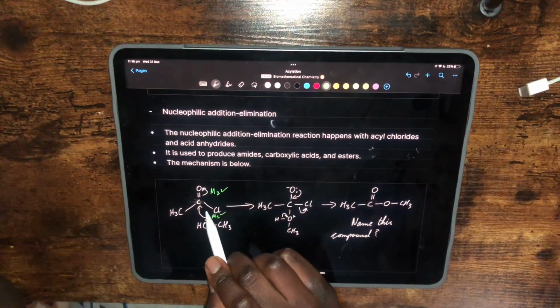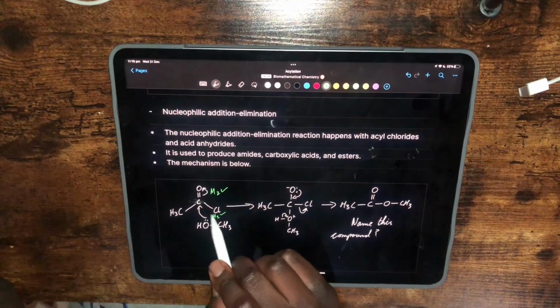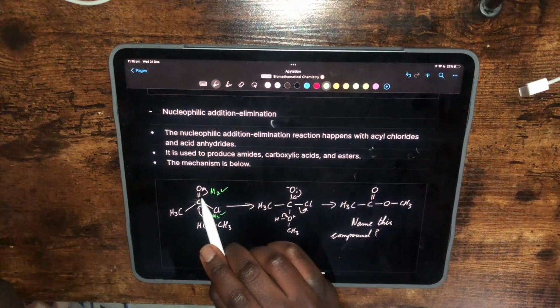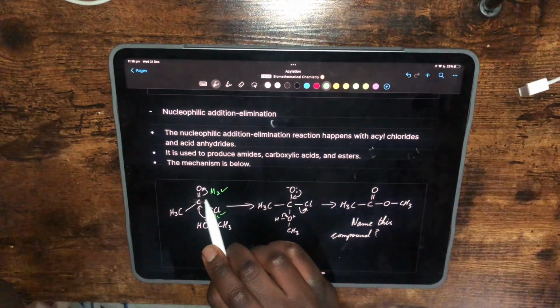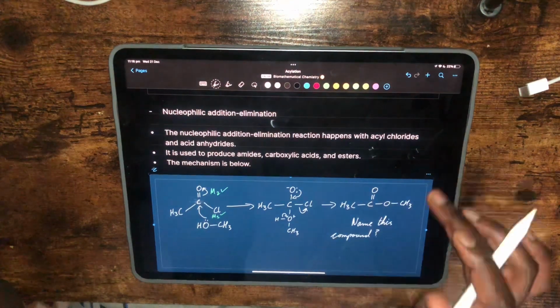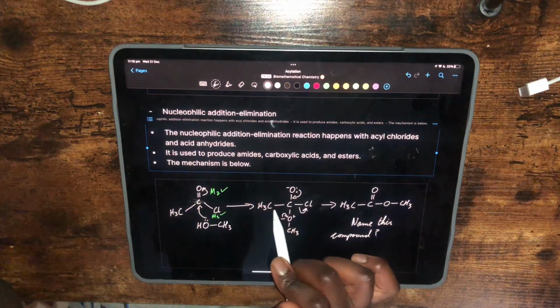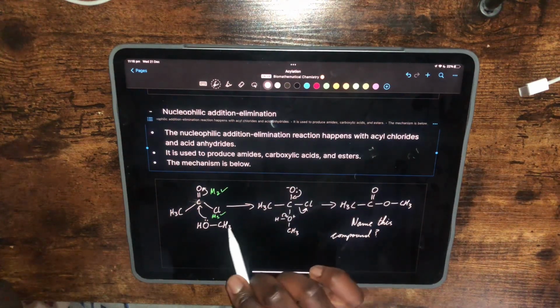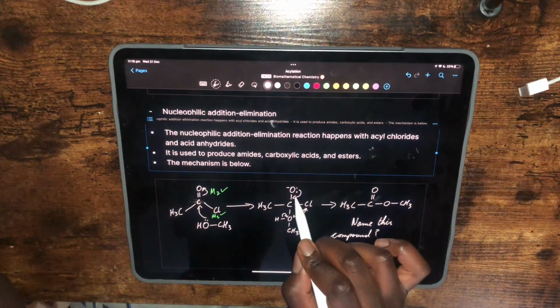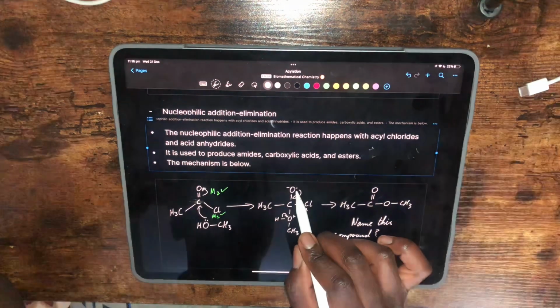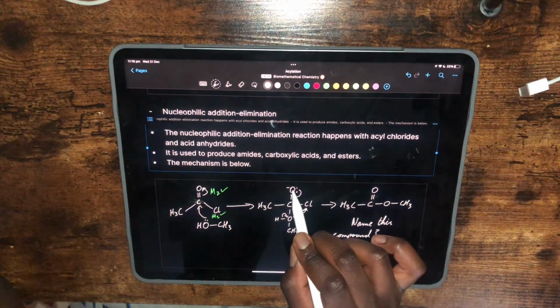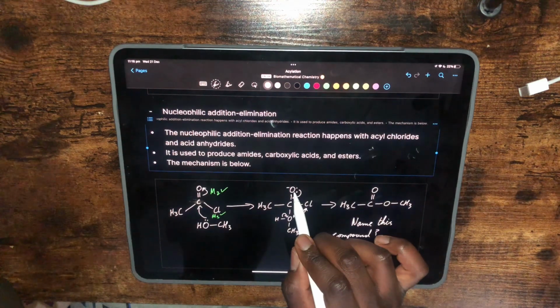This is a polar bond, but this carbon oxygen bond is much more polar, so it's more likely to lose one of the bonds from the carbon oxygen first, and it will form a CO single bond with a charge. So that's what you form here. So you have a CO single bond and oxygen.